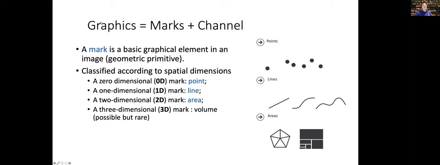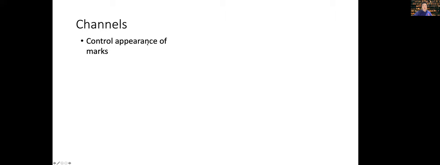Okay, and the next one is the channels. If you remember in previous slides, we said the graphics or the data visualization is just made up of marks and channels. We talked about marks already. These are different things. Now we're going to move on to channels. As it says here, the channels control the appearance of the mark, and it's independent of the mark's dimensionality. Okay, so let's see some examples.